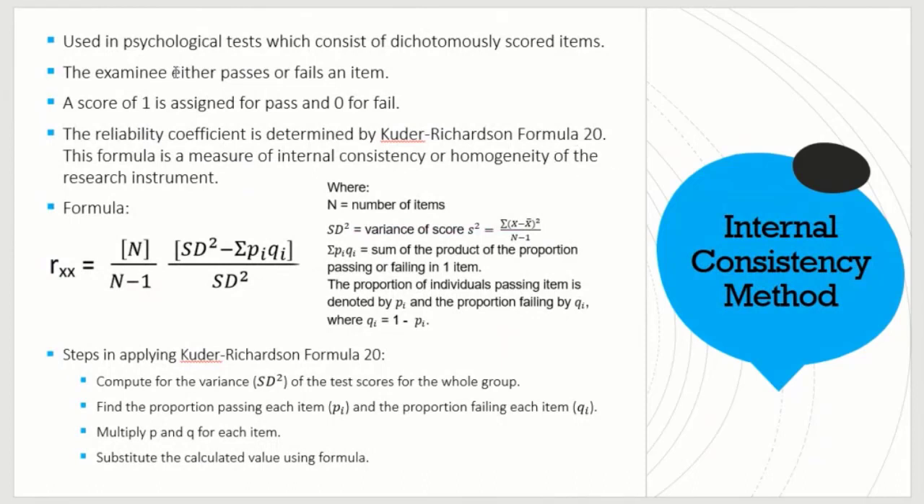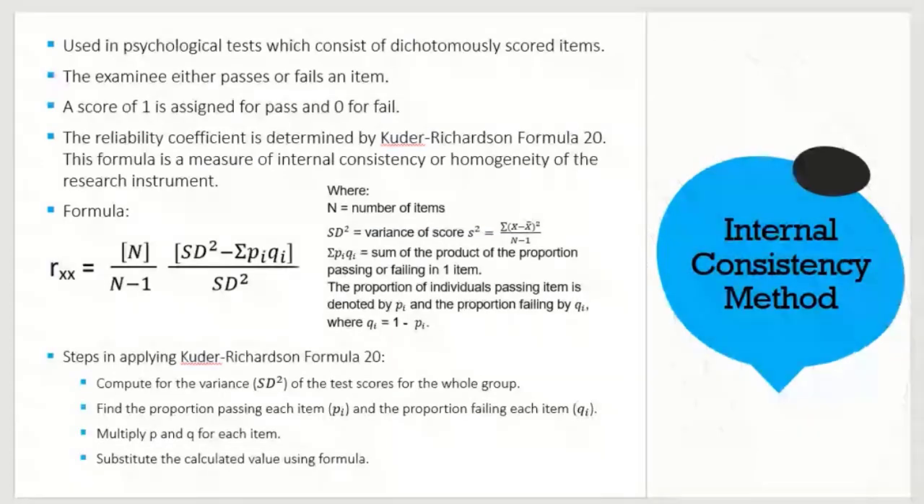This is usually used in psychological tests, which consist of dichotomously scored items. What does dichotomously scored items mean? It means there are only two options, for example, true or false. In your examinations, sometimes there is true or false, or yes or no, or high and low, or the questions where it says male or female, or are you in or out. That is what dichotomously scored items means. There are only two options.